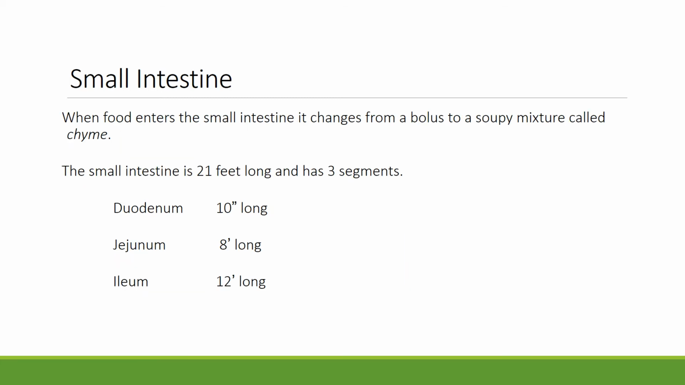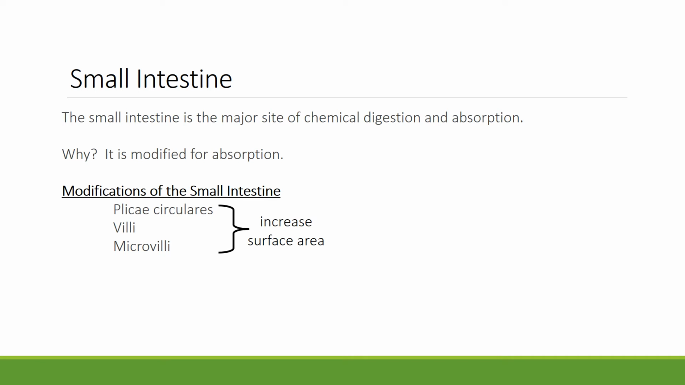Because food mixes with gastric juices in the stomach, by the time it enters the small intestine, it is changed from a bolus to a soupy mixture known as chyme. The small intestine is about 21 feet long and it has 3 segments. They are the duodenum, which is 10 inches long, the jejunum, which is 8 feet long, and the ileum, which is 12 feet long. Because it has several modifications, the small intestine is the major site of chemical digestion and absorption. Those modifications include plicae circularis, villi, and the microvilli. All 3 of these increase surface area.